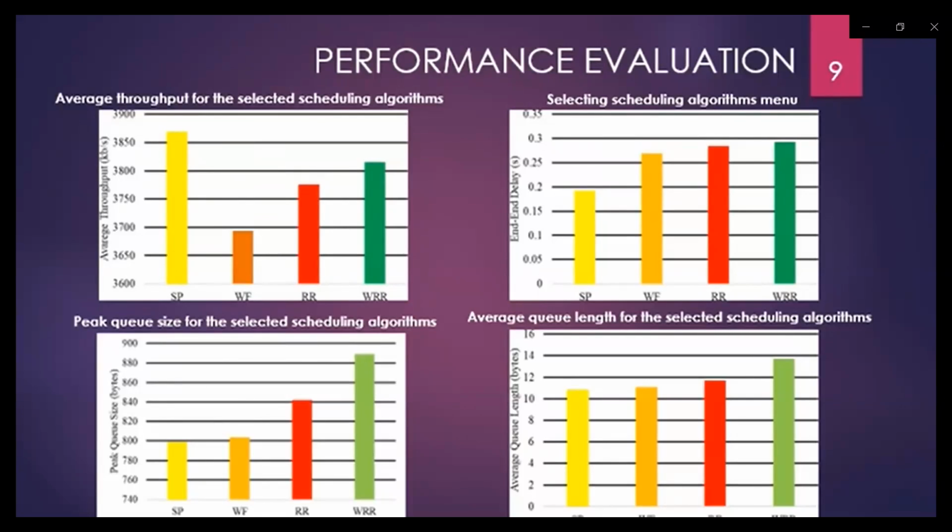As we can see here in the first one, the average throughput of the selected scheduling algorithm, we have got SP as the winner. For the selecting scheduling algorithm menu, we have found that weighted round robin has got better results. And after that, for peak queue size, we have got weighted round robin again as the better one. As for the average length of the selected scheduling, we have got again weighted round robin as the better one. So for the average throughput, only SP was the highest one, and for the other factors, we have found that weighted round robin is the better one.